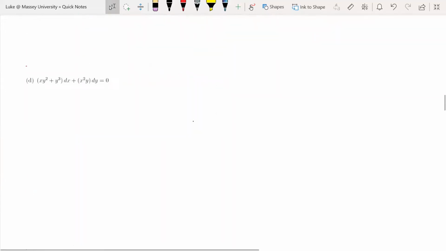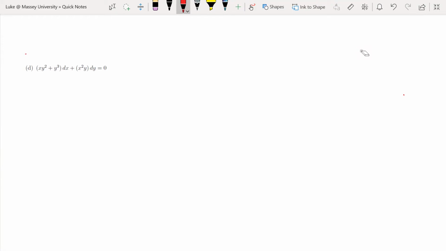Okay, moving on to question D. I can immediately see that this is not a separable equation. You can try that if you like. I can see it's not a linear equation due to the fact that x is squared in some of those terms and y is also squared in some of those terms. So there's no way I can write this as a linear equation.